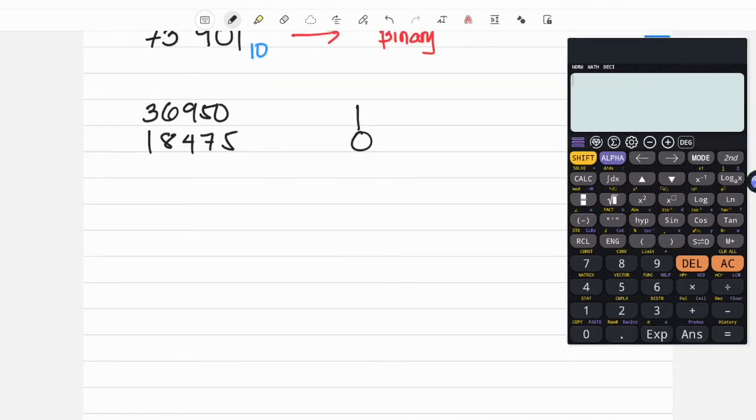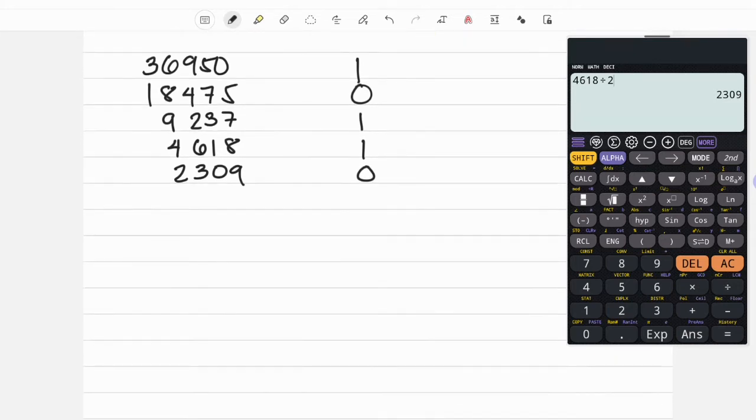Next is 18,475 and we are going to divide it by 2 again and naatay remainder, so that is 9,237.5, that is 1. Next, 9,237 divided by 2. So again, we have a remainder. So that is 4,618.5. So that is 1. Next is 4,618 divided by 2. That is 2,309. And since we have no remainder, so that is 0. Next, 2,309 divided by 2.